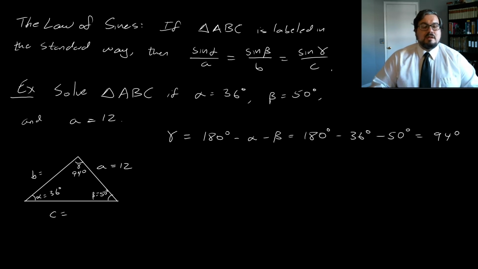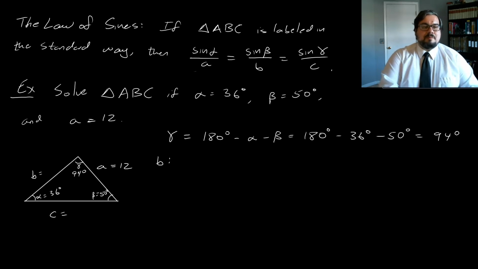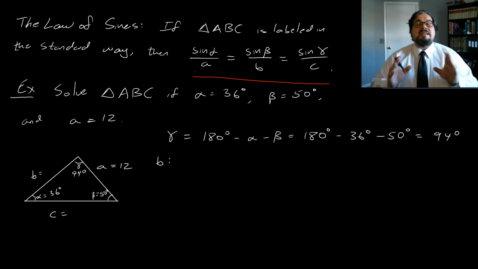Now, let's figure out the others. Now let's try to figure out what b is. What you want to do is use one of the equations given by the Law of Sines in order to relate the information that you know to the information that you don't know. You'll notice that the Law of Sines up here actually has three equations involved. We've got an equation involving alpha and beta, an equation involving alpha and gamma, and an equation involving beta and gamma. And we only use one of those three equations at a time.